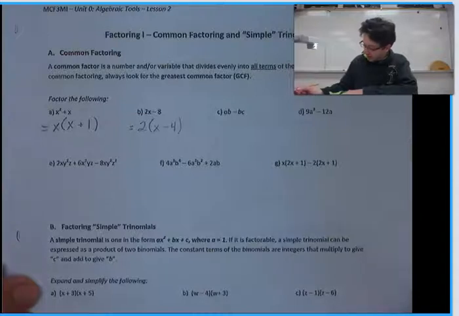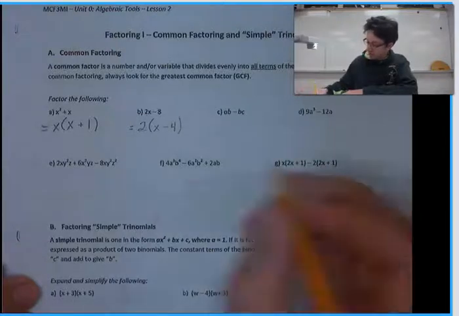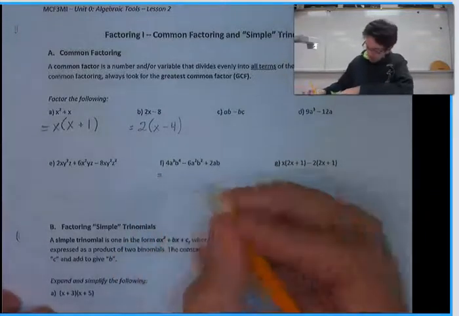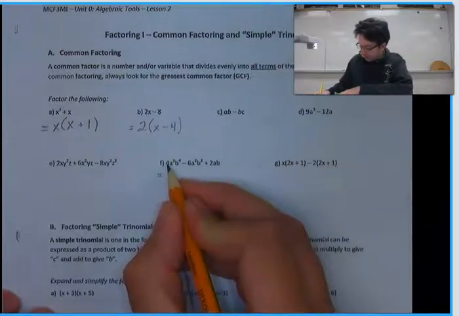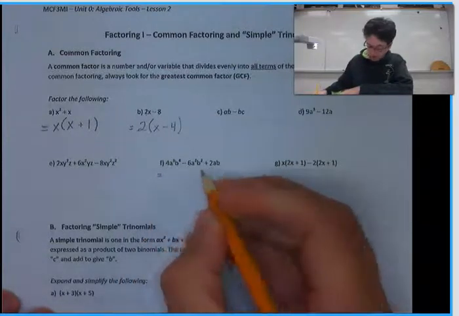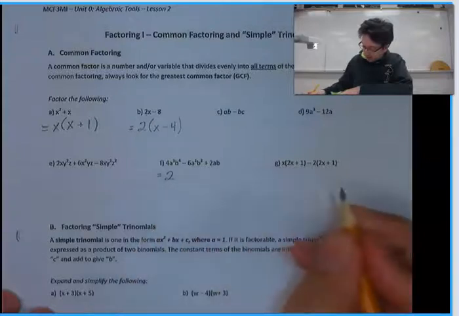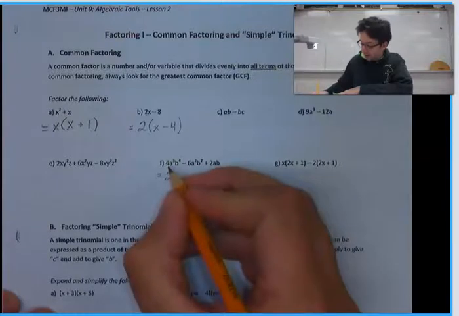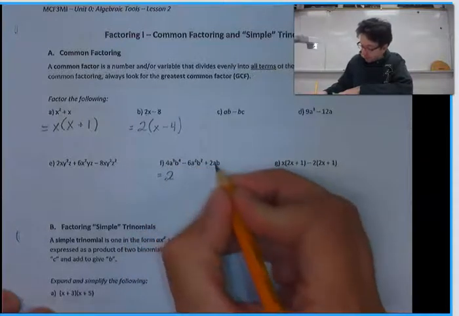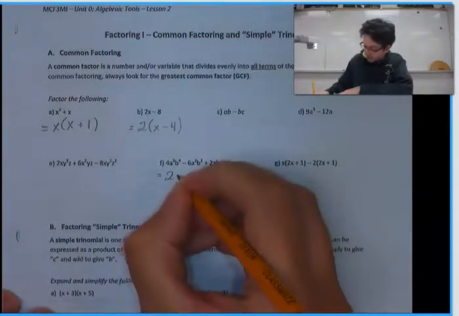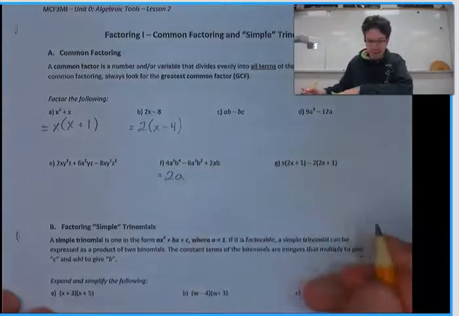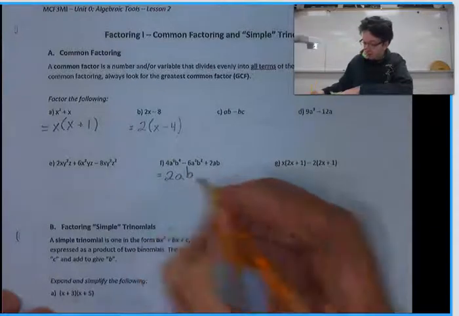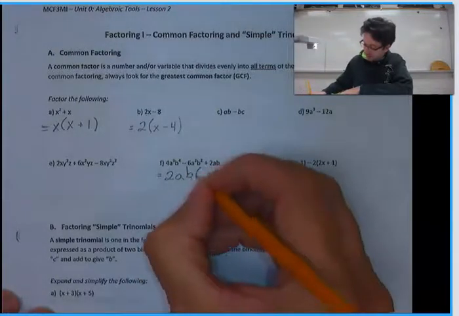All right, trying a more tricky one. Let me skip down to f. If we look at this one, we could have a coefficient. We have 4, 6, and 2, so it looks like 2 is the greatest common factor there. If we look at the variables, we have 2 variables, a and b. This one's a cubed, a squared, and a, so the lowest is just a. There's at least an a in every single term. And the same for b. There's at least a b in every single term. So that's our greatest common factor.